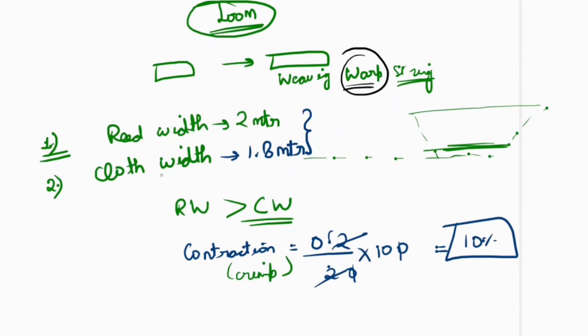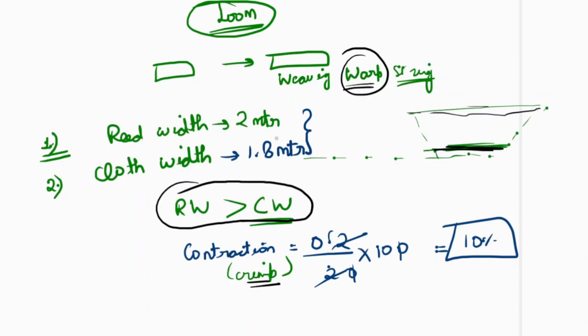There are two types: reed width and cloth width. Cloth width is the actual width after the crimp, because there is a waviness kind of structure that is formed during fabric manufacturing. Suppose it is 2 meters, that is the reed width, and the actual width is the cloth width. So reed width is always greater than cloth width due to the crimp or contraction.